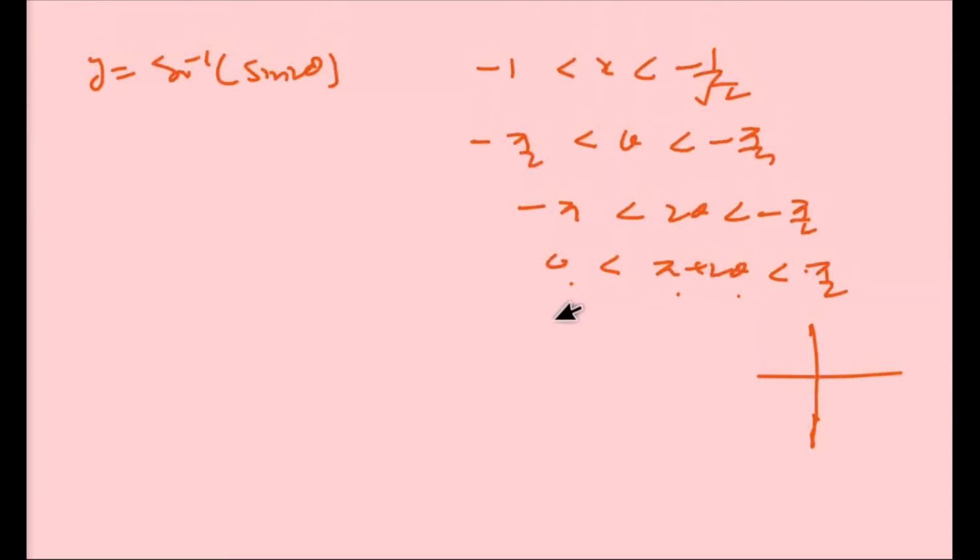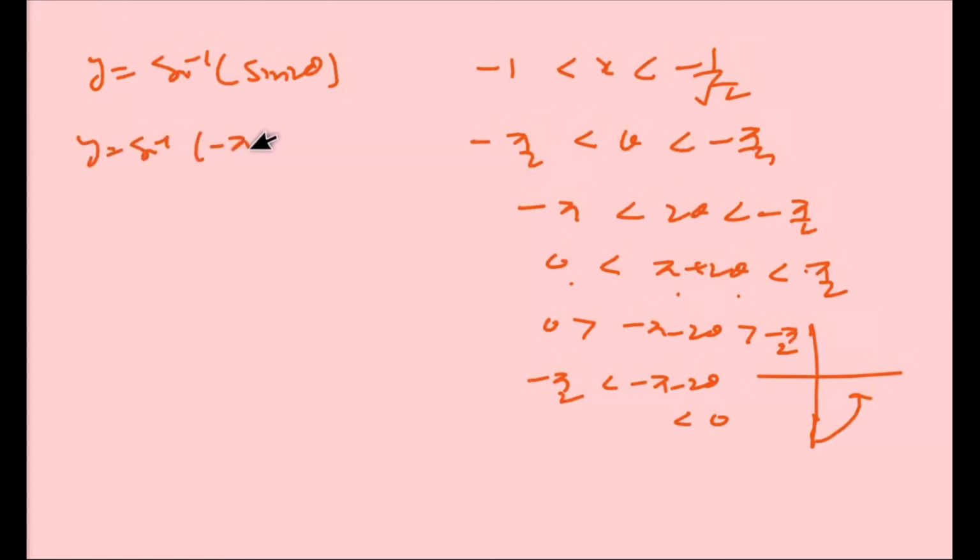If we multiply it by minus again, we get 0 greater than minus pi minus 2 theta greater than minus pi by 2. Means minus pi by 2 less than minus pi minus 2 theta less than 0. So we are taking from this side. So we are putting here y equal to sine inverse sine of minus pi minus 2 theta. So we get here minus pi minus 2 theta.